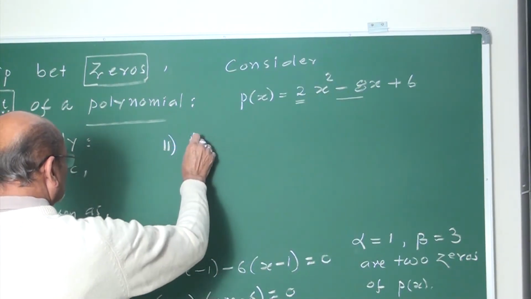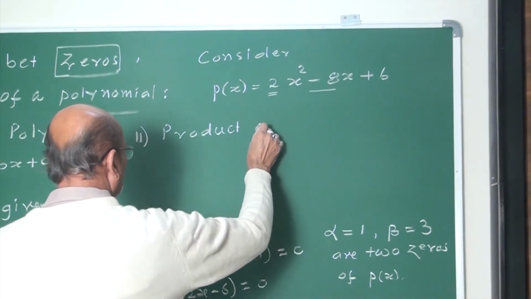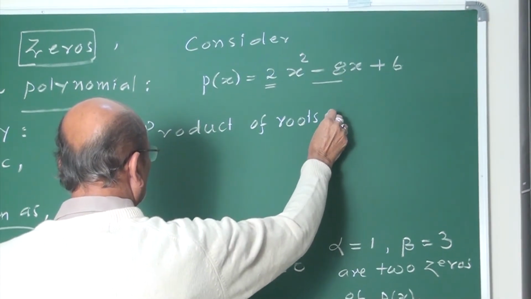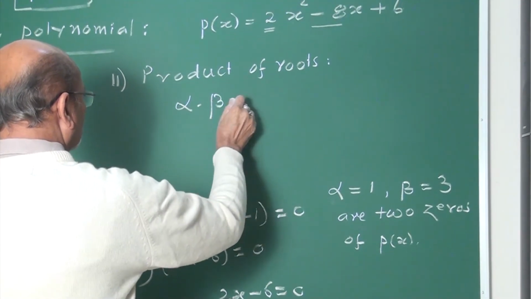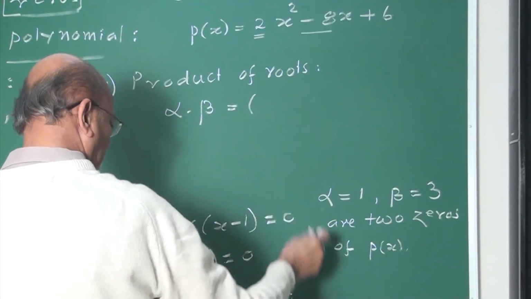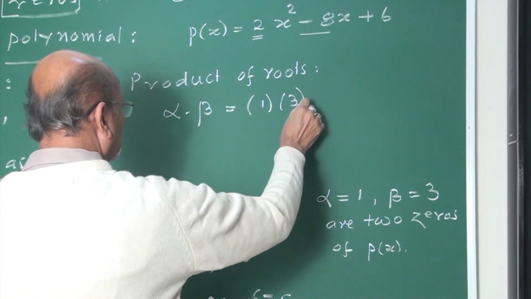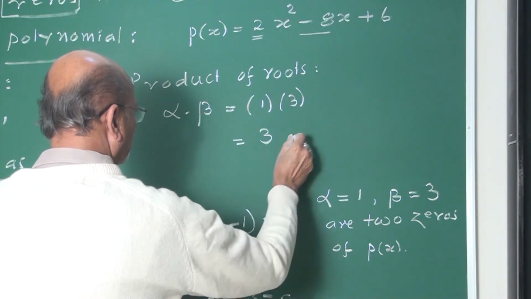Second relation: product of roots. This is alpha into beta. What is alpha? Alpha is 1. What is beta? 3. What is 1 into 3? It is 3. My friend, you must get the relation here.